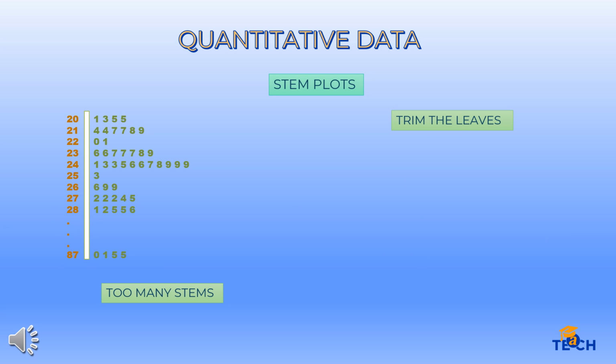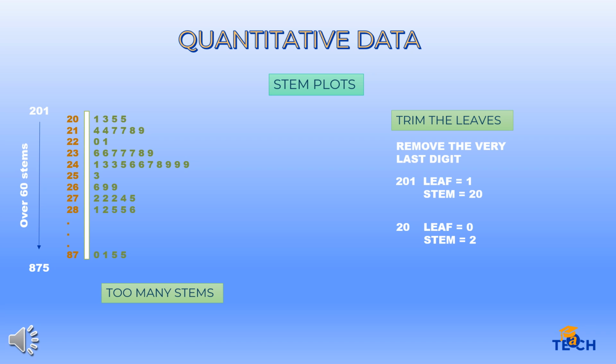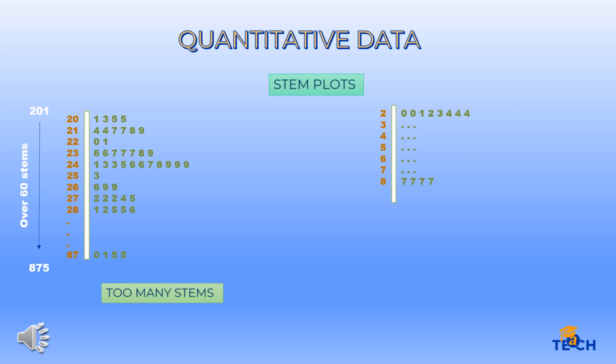When we have too many stems, we can reduce the amount of stems by trimming the leaves. In this example, we have a very large data set that goes from 201 all the way to 875. That's over 60 stems that we have to write. To trim the leaves, all we do is remove the very last digit. So notice, for the number 201, the leaf is 1 and the stem is 20. After removing the very last digit, we get 20. So now, the leaf becomes 0 and the stem is now 2. We would do the same process for each data value.